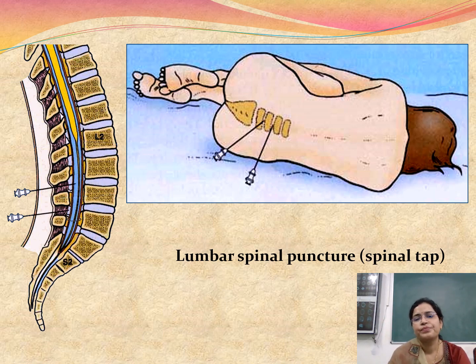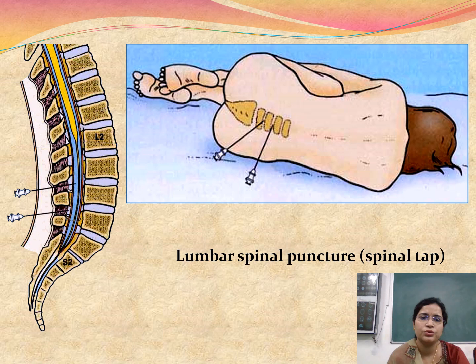Now, a large bore lumbar spinal puncture needle is introduced. This is L2, and here is the lower border of L2, the end termination of the spinal cord. The most commonly preferred site is between L3 and L4 or L4 and L5.